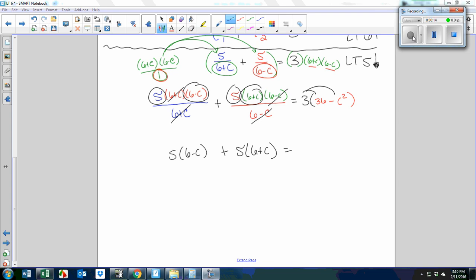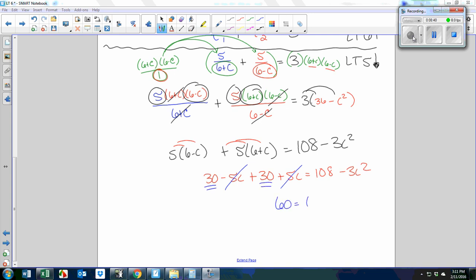So I'm going to go ahead and distribute that 3. So 108 minus 3c squared. Distribute, combine like terms, and continue to solve the quadratic. So 30 minus 5c. 5 times 6, 30. 5 times c, positive 5c, equals 108 minus 3c squared. We got like terms of negative 5c and 5c. They're going to cancel. Got a 30 and a 30, it's going to make 60. And then we got everything that is like terms combined. So we're solving a quadratic.